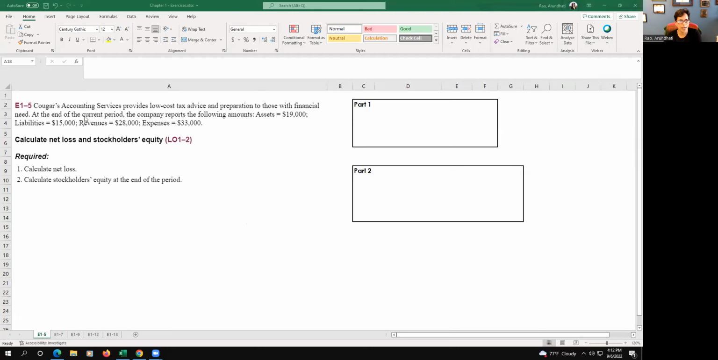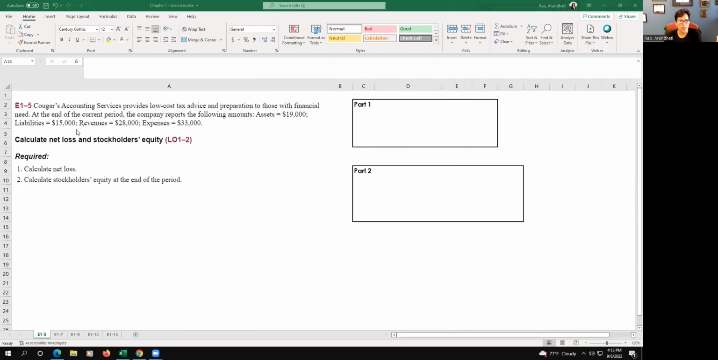Here we have Cougar Accounting Services that provides low-cost tax advice and preparation to those with financial need. At the end of the current period, the company reports the following. Assets are $19,000, liabilities are $15,000, revenues are $28,000, and expenses are $33,000. They want us to calculate the net loss and the stockholders' equity. So there are two things that they want us to calculate.